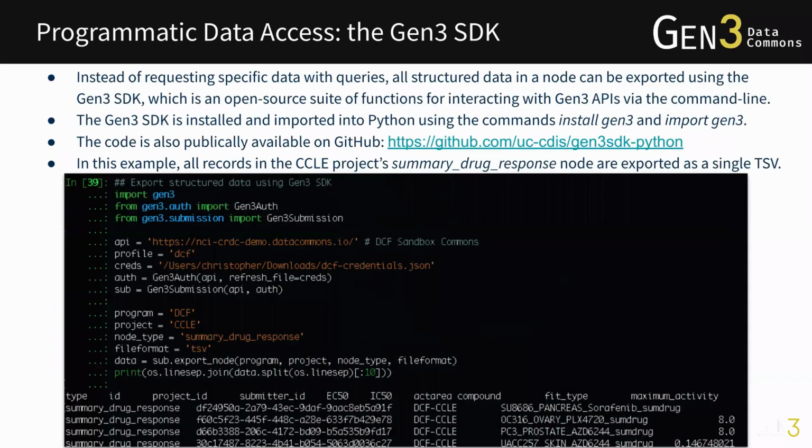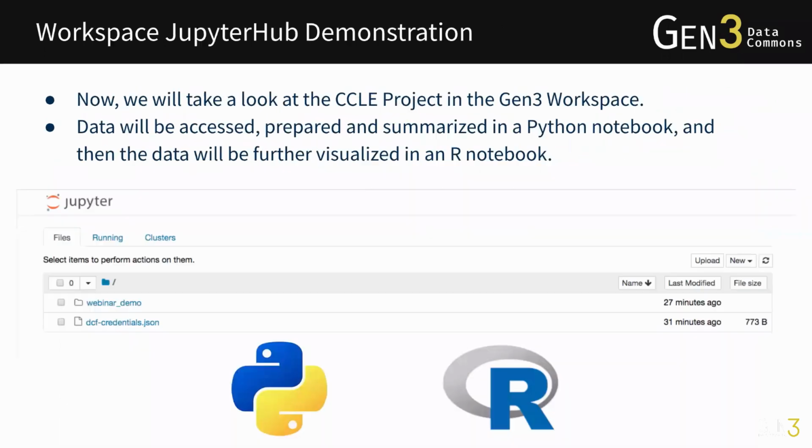the Guppy query. Instead of requesting specific data using queries, all structured data in a node can be exported using the Gen3 SDK, which is an open source suite of functions for interacting with Gen3 APIs via the command line. The Gen3 SDK is installed and imported into Python using the commands install Gen3 and then import Gen3. The code is also publicly available on GitHub. In this example below, all records in the CCLE project's summary drug response node are exported as a single TSV.